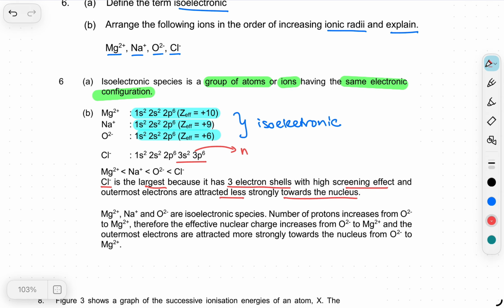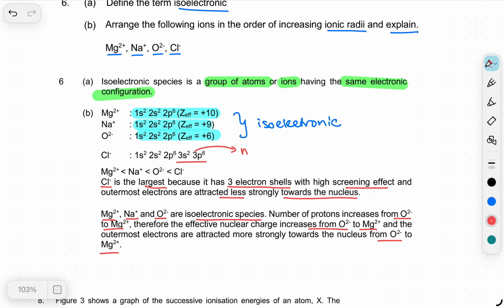As for Mg2+, Na+ and O2-, which are the isoelectronic species, you can see that the number of protons increases from O2- to Mg2+. Therefore the effective nuclear charge would increase from O2- to Mg2+. Thus, the outermost electrons in Mg2+ are attracted more strongly compared to O2-. That is what is mentioned here. We have mentioned it such that the outermost electrons are attracted more strongly towards the nucleus from O2- to Mg2+.